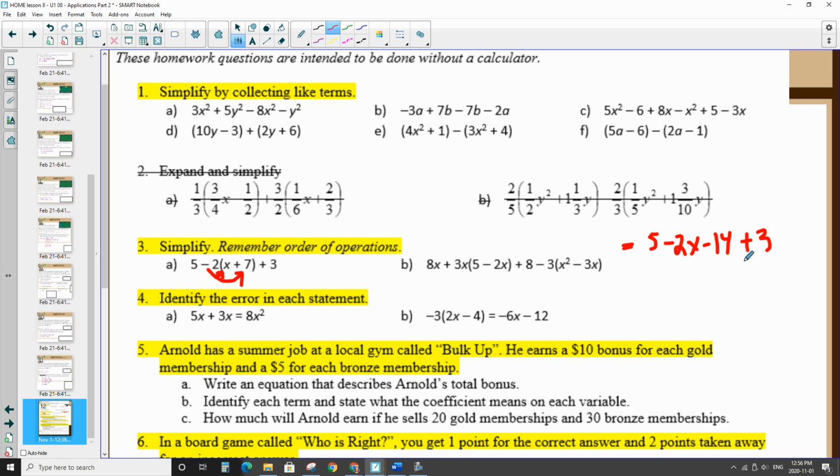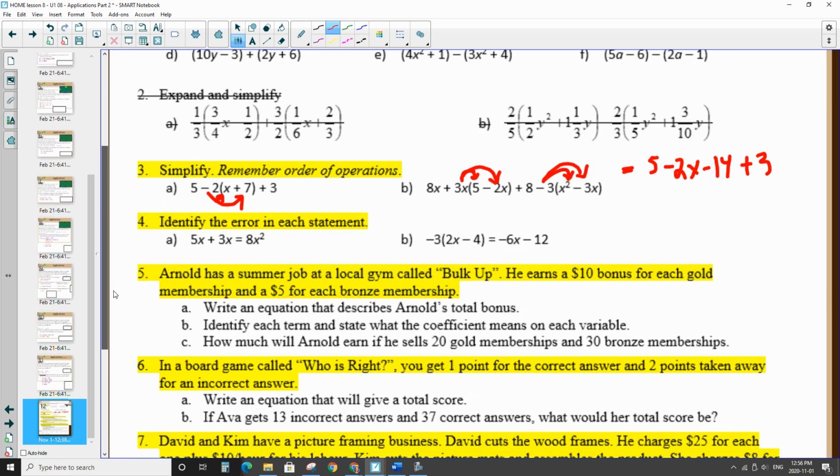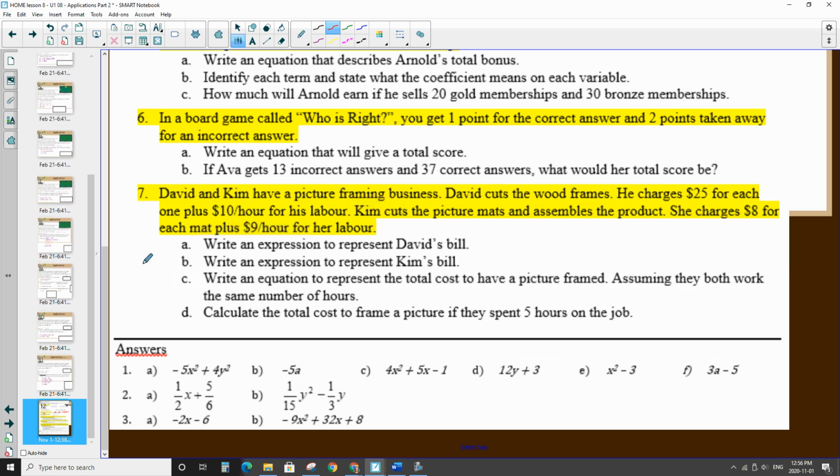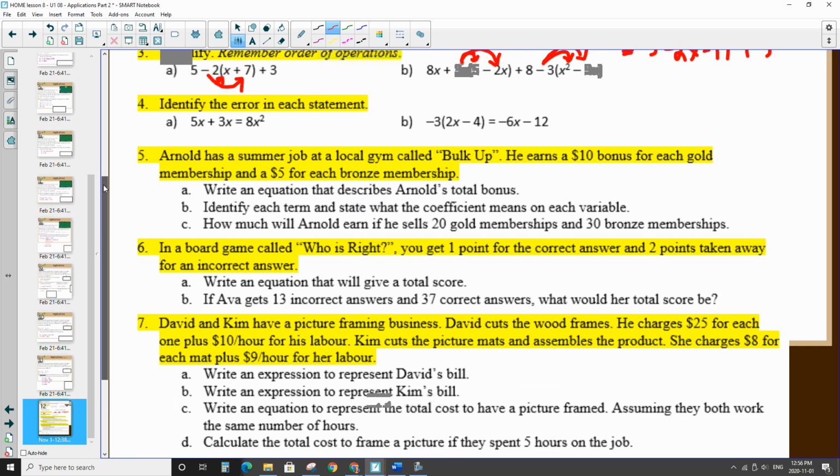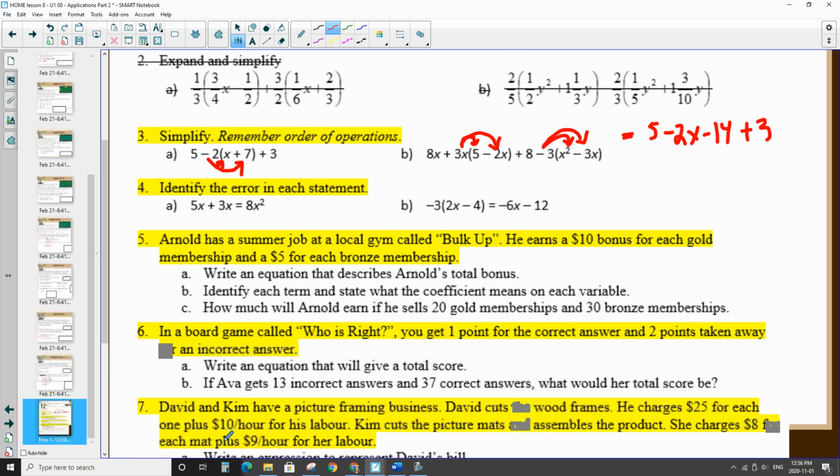That should be your first step. And now you're collecting like terms, right? So you can add together the 5, negative 14, and 3, and then you've got a minus 2x at the end. Same thing when you get to this question: get rid of the brackets first. So multiply the 3x by the 5, multiply the 3x by the negative 2x. And the same will be here, negative 3 times x squared and negative 3 times negative 3x. So try to follow that. The answers are at the bottom for those, and there's also answers for the word problems at the bottom here.